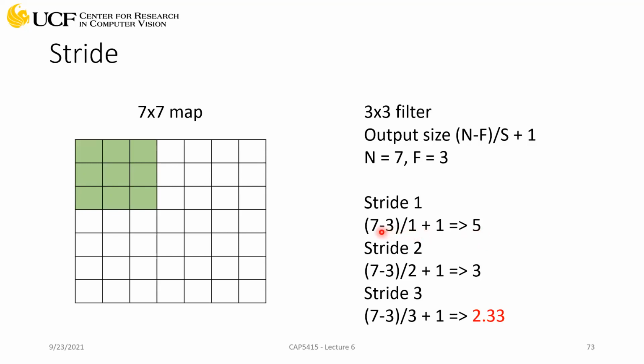So in this case, you can see 7, 3, which is fine, and then a stride of 1. So that's 5, perfectly fine, no issues there. If you use a stride of 2, you're getting a 3, that's perfectly fine. But if you use a stride of 3, then it's not an integer, it's 2.33, and that's odd. So if you don't get an integer, then it means that combination is not going to work. Okay, so it's one simple trick which you can use.